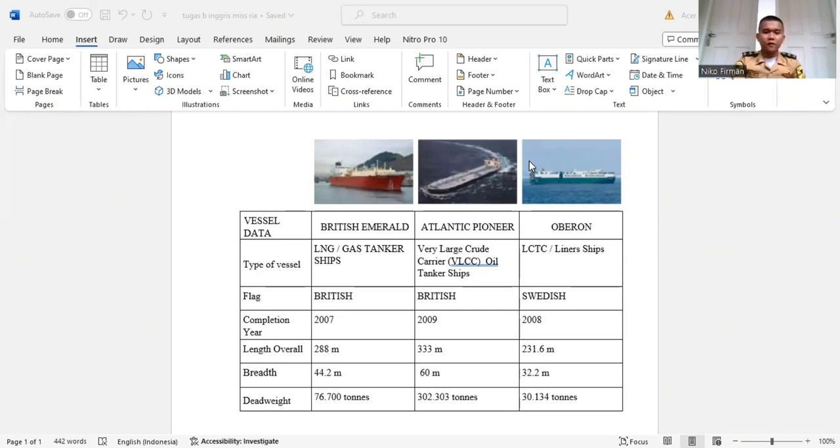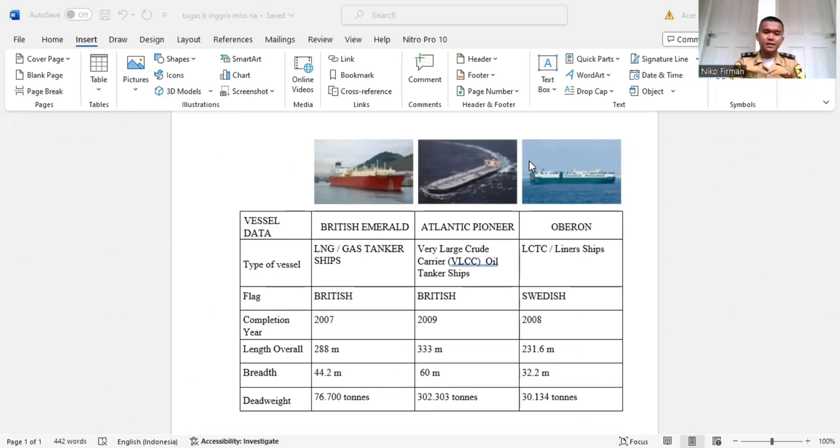Thirdly, the completion year. The oldest ship is British Emerald, which was built in 2007. And the youngest one is Atlantic Pioneer, which was built in 2009. And the Oberon is older than Atlantic Pioneer, as Oberon was built in 2008. And the British Emerald is older than Oberon: 2007, and the Oberon is 2008.